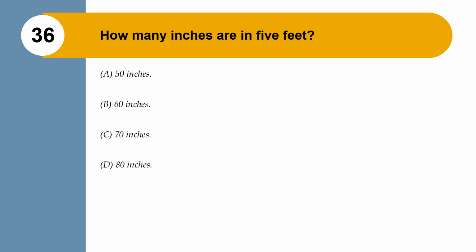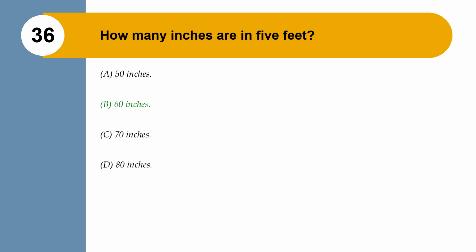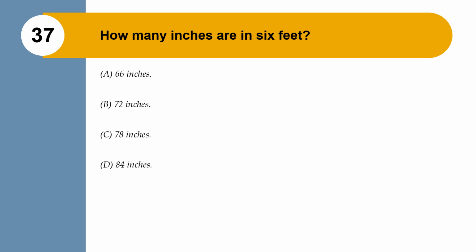Option A, 50 inches. Option B, 60 inches. Option C, 70 inches. Option D, 80 inches. The correct answer is option B, 60 inches. Explanation. Multiplying 5 feet by 12 inches equals 60 inches. Question 37. How many inches are in 6 feet?